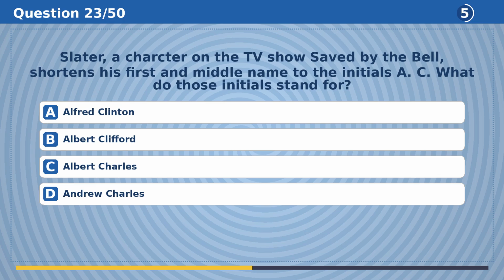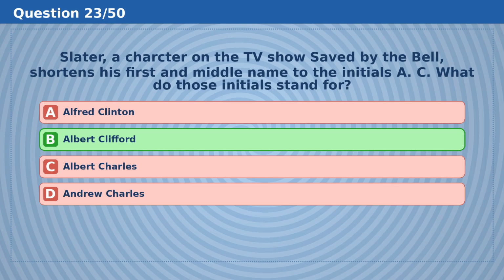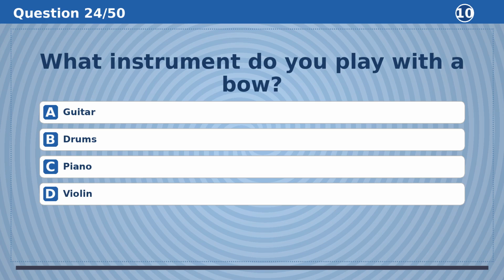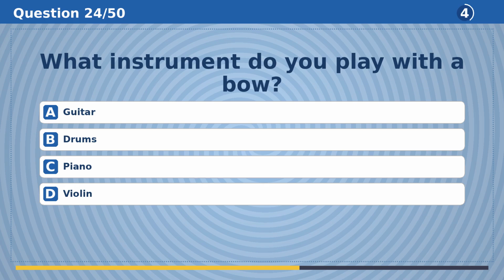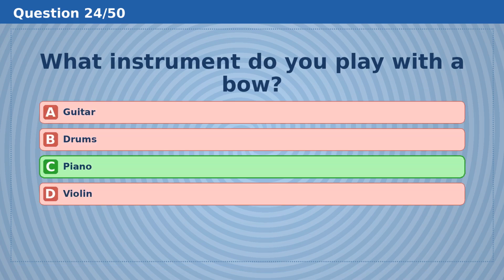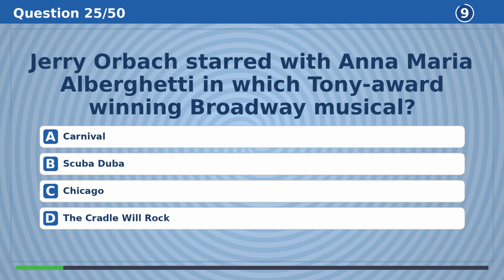Slater, a character on the TV show Saved by the Bell, shortens his first and middle name to the initials A. C. What do those initials stand for? The answer is B, Albert Clifford. What instrument do you play with a bow? The answer is C, Piano.